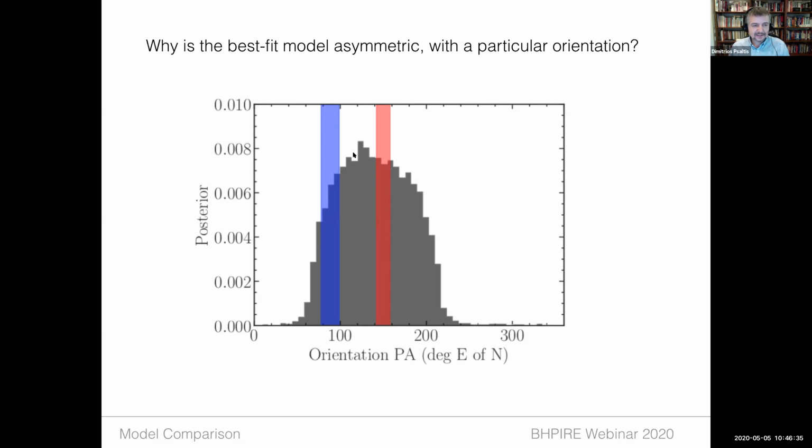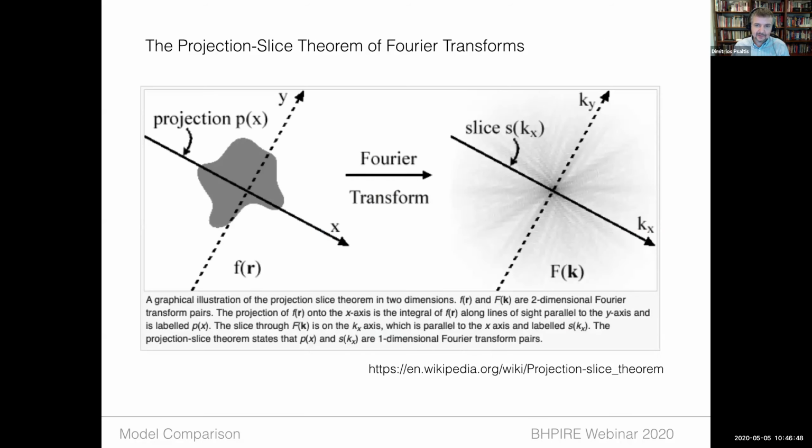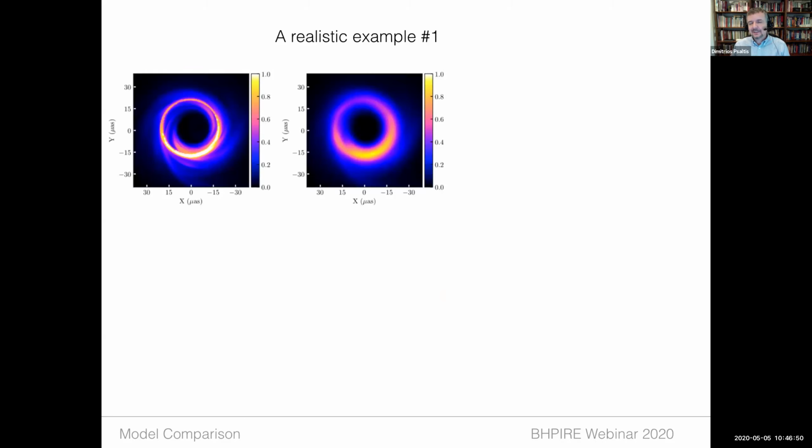Time is getting late, so I will not have time to describe in detail why that's the case. It's a direct influence of the sparse coverage of the EHT observations, but this is something that will come up in a second, because what I really want to talk about is, forget that simple model, let's talk about a realistic example.